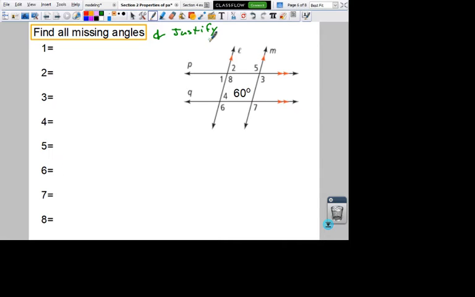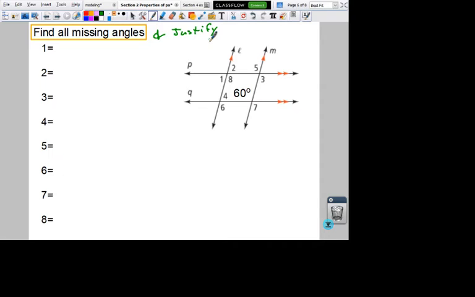Alright. So 60 degrees is this angle right there. Okay, so which one do you know? If this is 60, no, I don't. Same side interior, right? So they add up to 180. But do you know what 180s are yet?